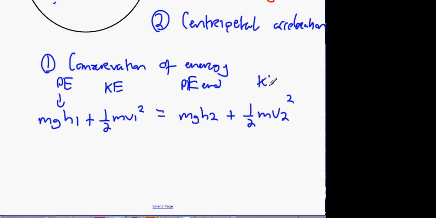M is here, and then g is here, and then h1. What's h1? 4r over 5.